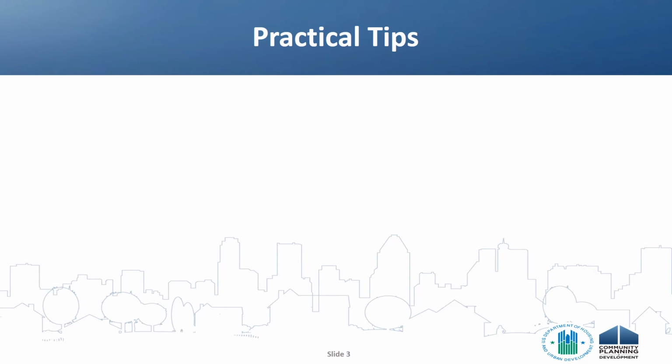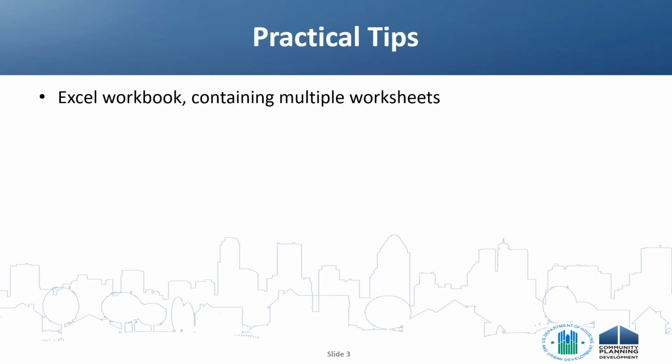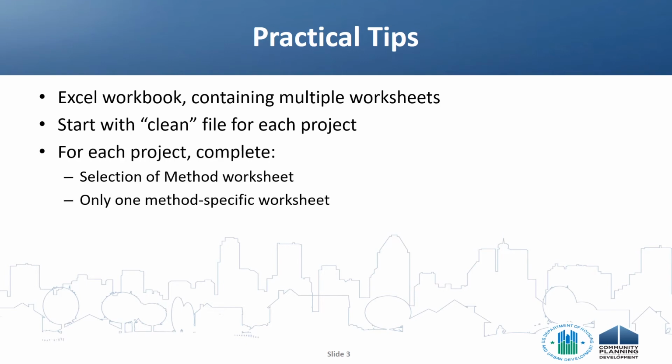Before we get into the spreadsheet itself, there are a few starting tips to cover. The file is an Excel workbook which contains several different linked worksheets. It's always a good idea to start with a clean copy of the tool for each project, rather than opening up the copy from the last project you worked on. This will help you avoid having leftover data from your prior project accidentally carry over into the new one. For each project, only 2 worksheets will be completed: the Selection of Method worksheet, and then the method-specific worksheet that you've selected for that project.